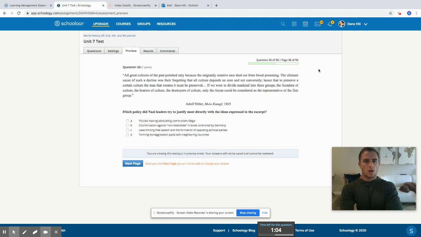So which policy did Nazi leaders try to justify most directly with the ideas expressed in the excerpt? Okay, so is this about communism? No, because this is about ethnicity and nationality. This is going to have to do with Aryans being supreme, right? So discrimination against non-desirables and lands controlled by Germany? Yeah, that's our right answer right there, no question. So B.